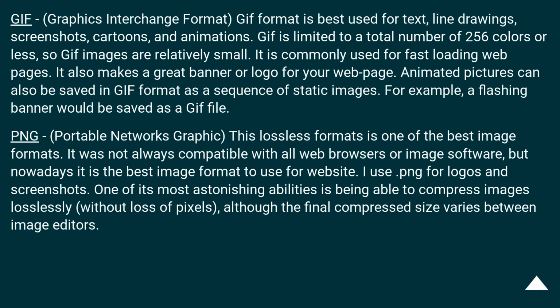GIF, Graphics Interchange Format. GIF format is best used for text, line drawings, screenshots, cartoons, and animations. GIF is limited to a total number of 256 colors or less, so GIF images are relatively small. It is commonly used for fast-loading web pages. It also makes a great banner or logo for your web page. Animated pictures can also be saved in GIF format as a sequence of static images. For example, a flashing banner would be saved as a GIF file.